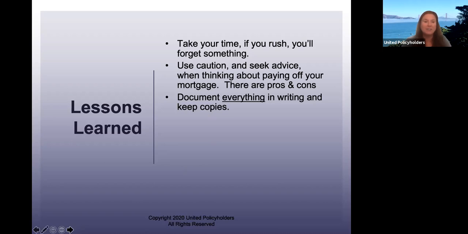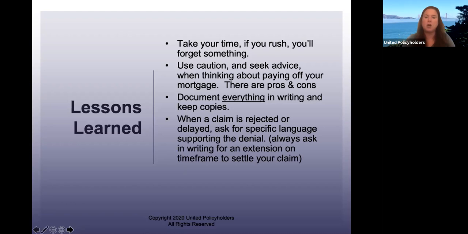Document everything in writing. If you've been with us before, that's our mantra: keep everything in writing, keep copies. If any portion of your claim is rejected or delayed, and this is something I see very commonly, say you ask for your septic tank inspection, and they say no. Ask for the policy language to support it. Show me in the policy where it says that, or show me in the law where it says that.